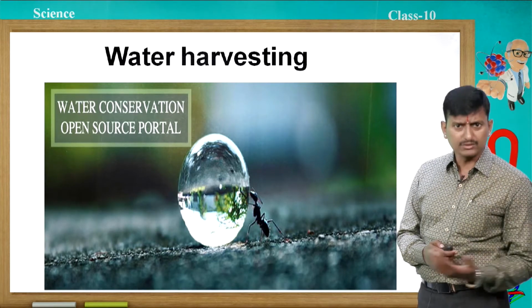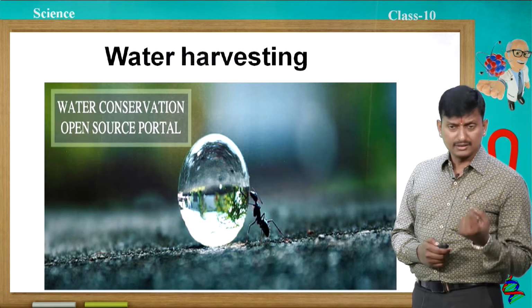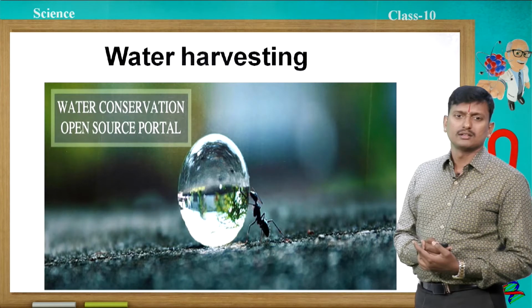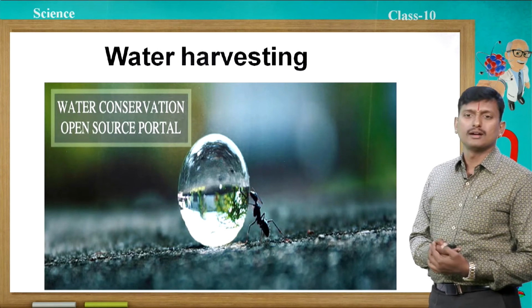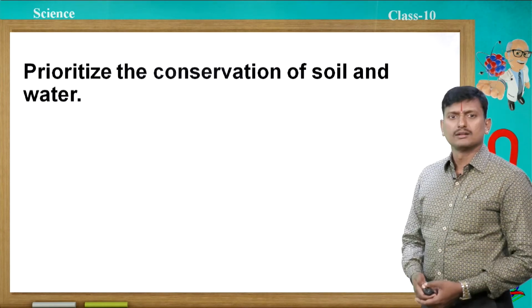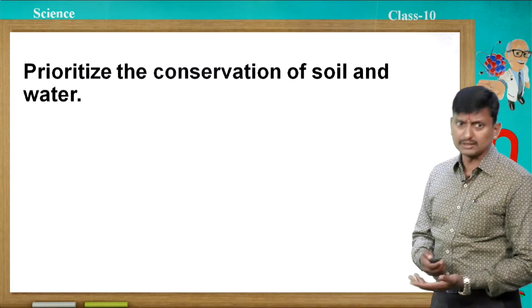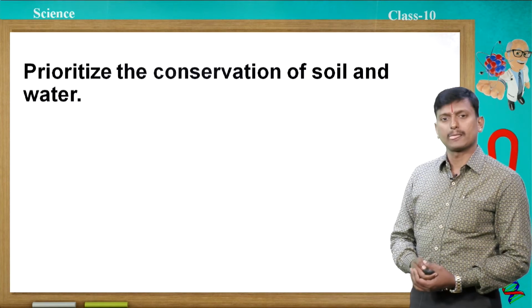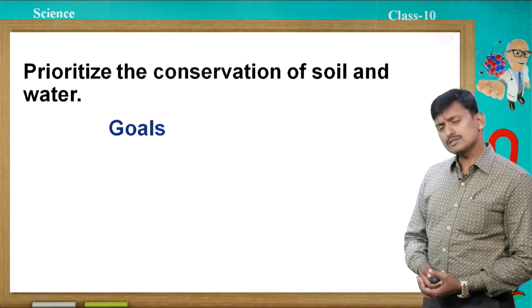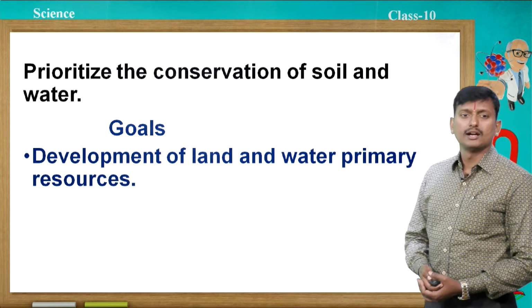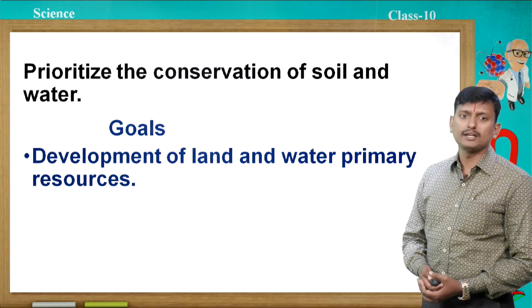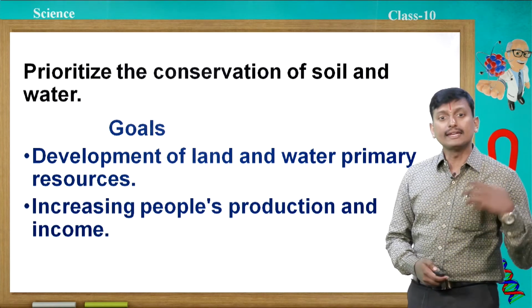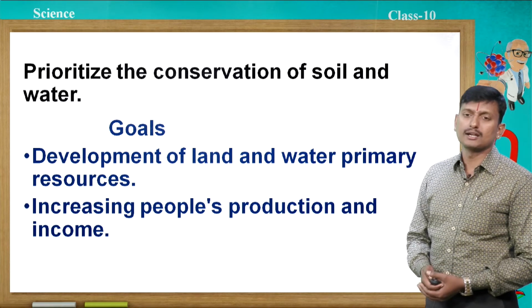What is water harvesting? This is the use of every single drop of water, also coming from the rain, stored and used for many other purposes. Water harvesting prioritizes the conservation of soil and water. What are the goals of water harvesting? Development of land and water primary resources, and also increasing people's production and income.